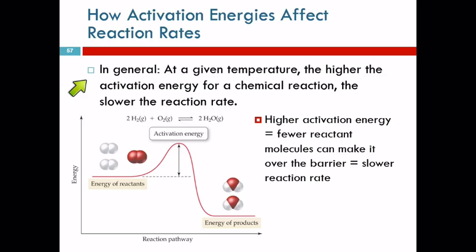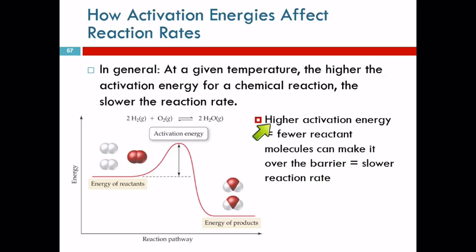At a given temperature in general, the higher the activation energy, the slower the reaction rate. If you've got a really big hill to climb here, it's going to be a lot harder to get over. Fewer people are going to be able to get over the hill. If the hill is very low, more people are going to have that investment needed to get started in the business, and the reaction will go faster.